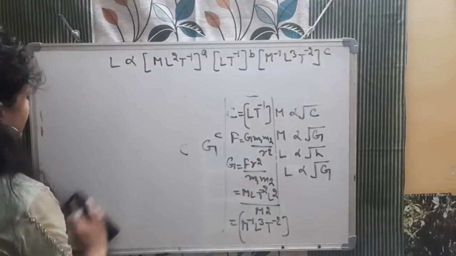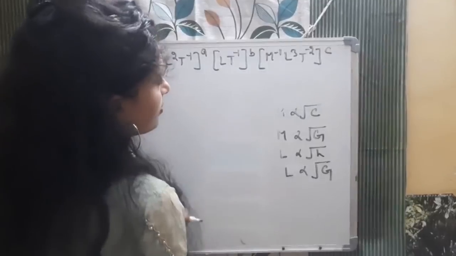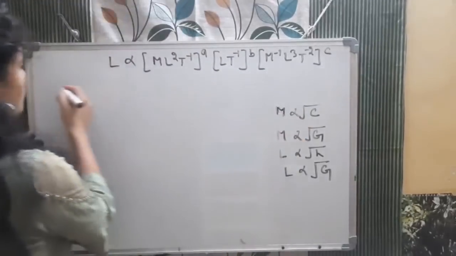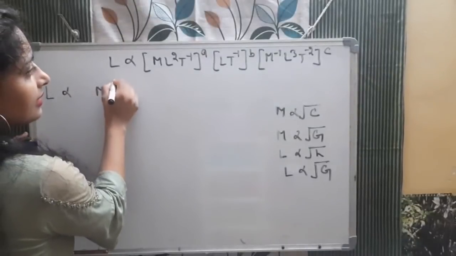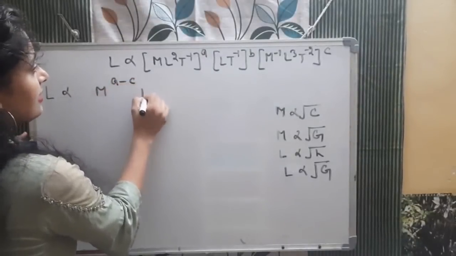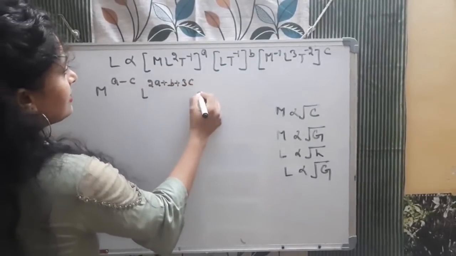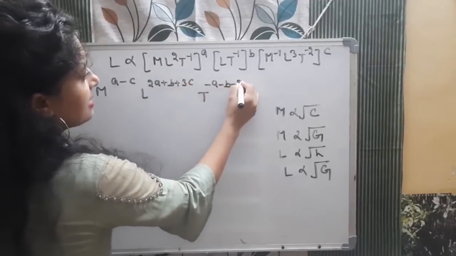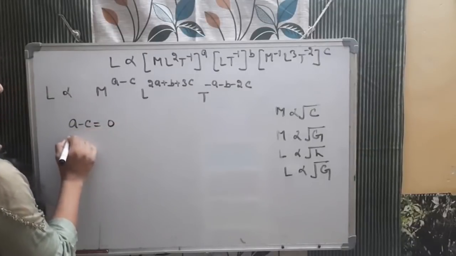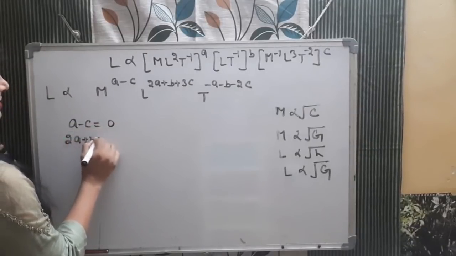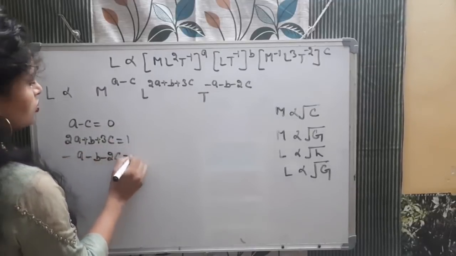So firstly we will calculate for L. In the same way we can calculate it for M also. So these are the options. L, length, is directly proportional to M raised to the power a minus c, L raised to the power 2a plus b plus 3c, and T raised to the power minus a minus b minus 2c. Compare both sides. a minus c is equal to 0. 2a plus b plus 3c is equal to 1. Minus a minus b minus 2c is also equal to 0.